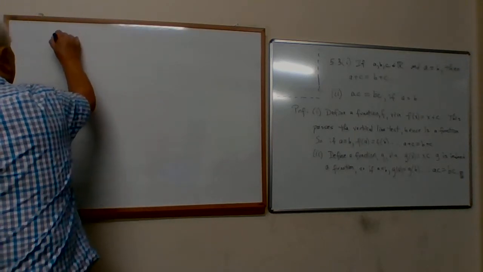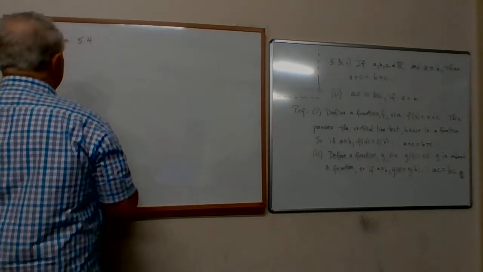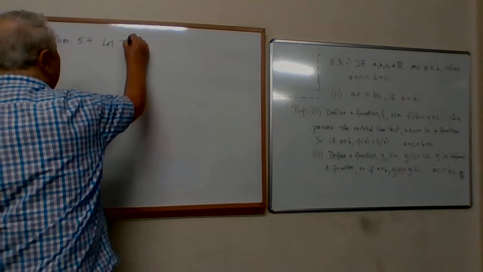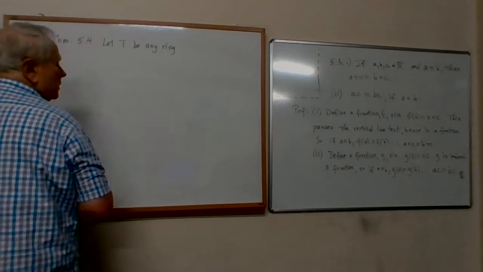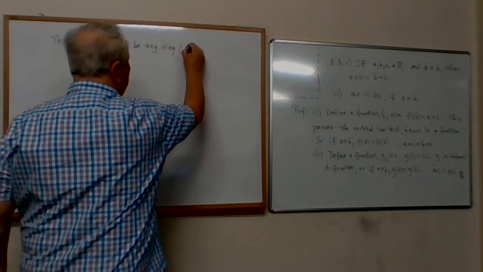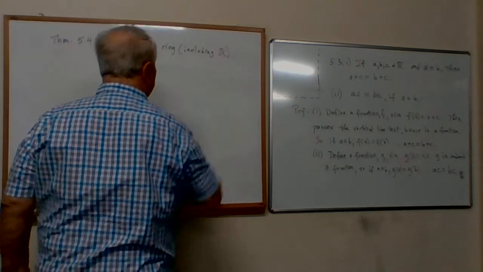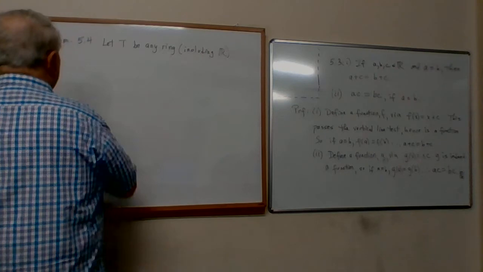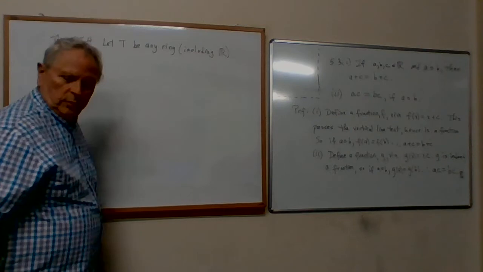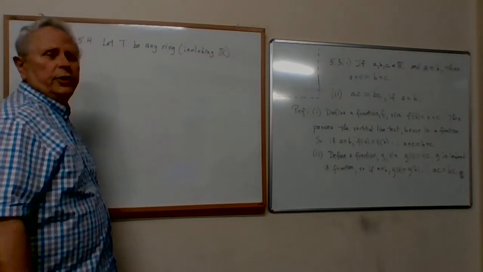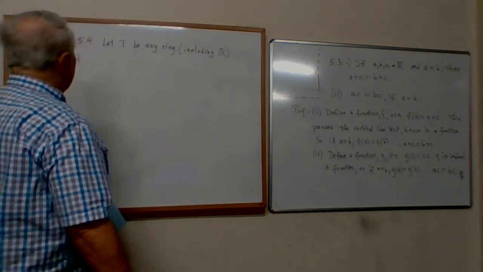This is theorem 5.4. And it goes like this. Let T be any ring, which of course includes the real numbers. Okay? Then this particular theorem could be categorized under if it walks like a duck and it talks like a duck, it's a duck.